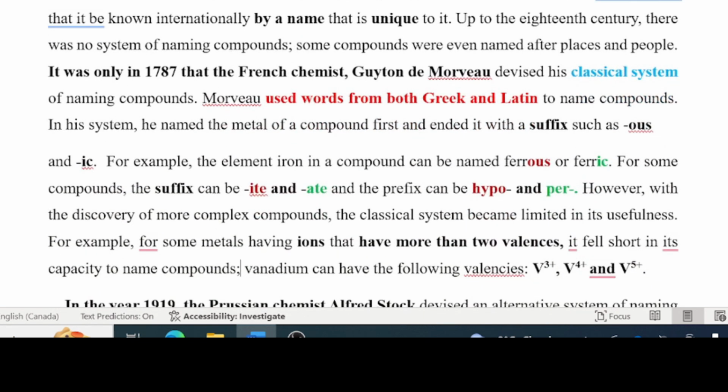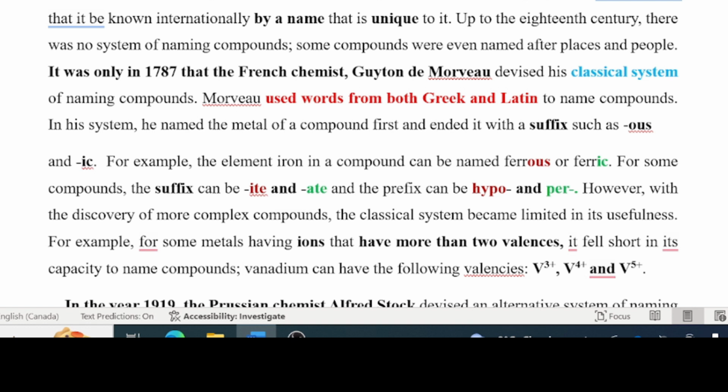Since each chemical compound has its own unique physical and chemical properties, it is essential that it be known internationally by a name that is unique to it. Up to the 18th century, there was no system of naming compounds. Some compounds were even named after places and people. It was only in 1787 that a French chemist, Guyton de Morveau, devised his classical system of naming compounds.